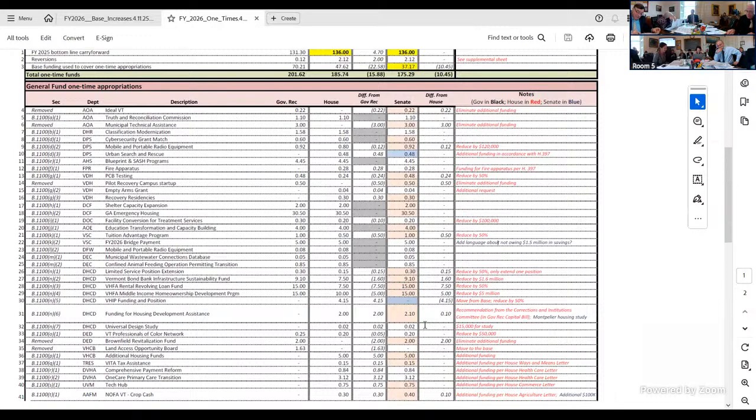On line 22, related to the bridge payment, I have a note just about adding language about not owing $1.5 million in savings. I believe this was language that was in the budget bill last year. There was a request to have it repeated this year. So we will find that language.